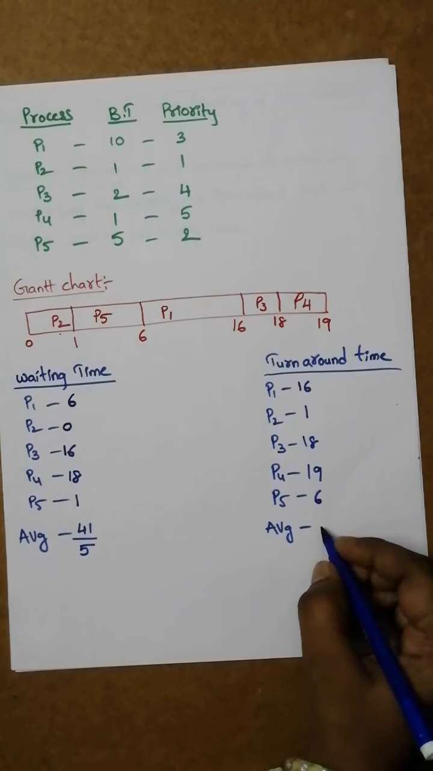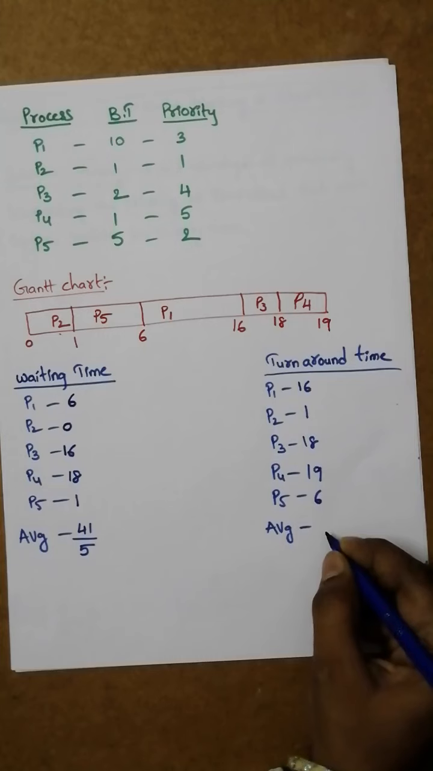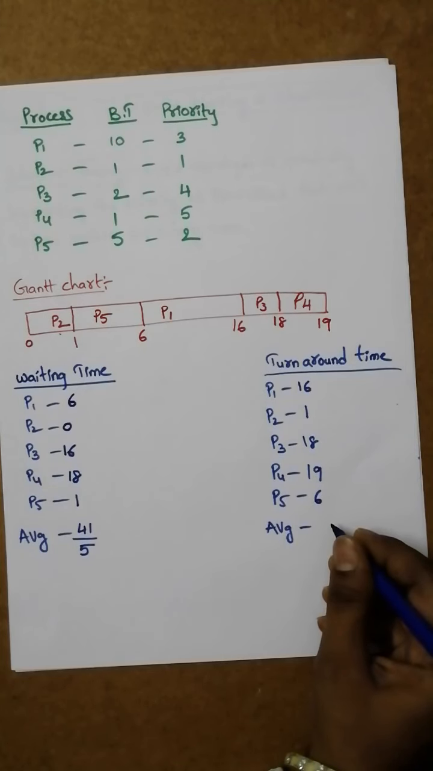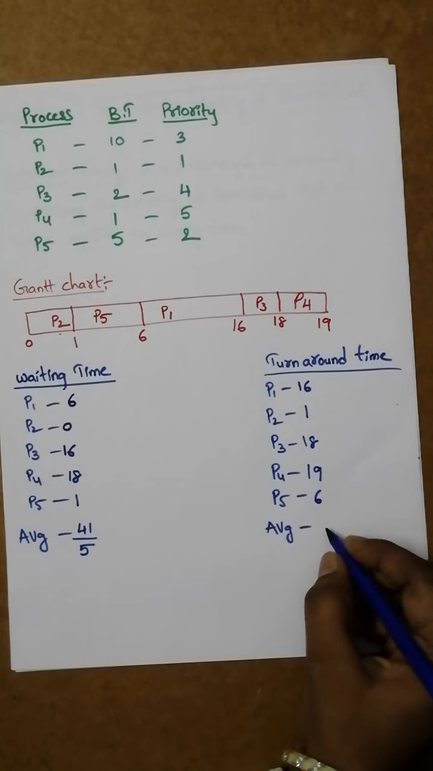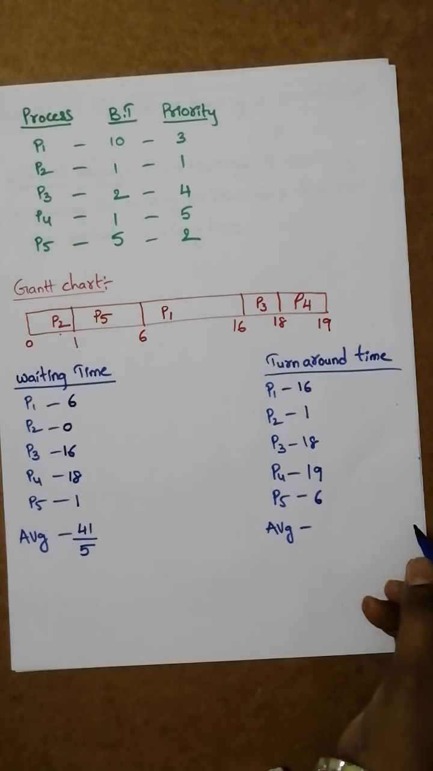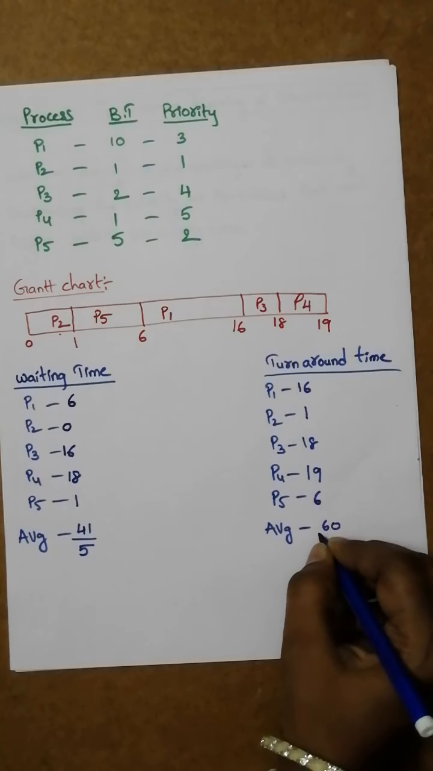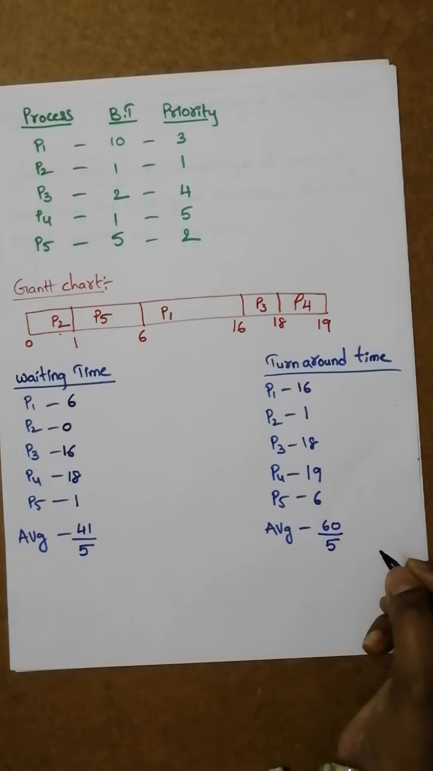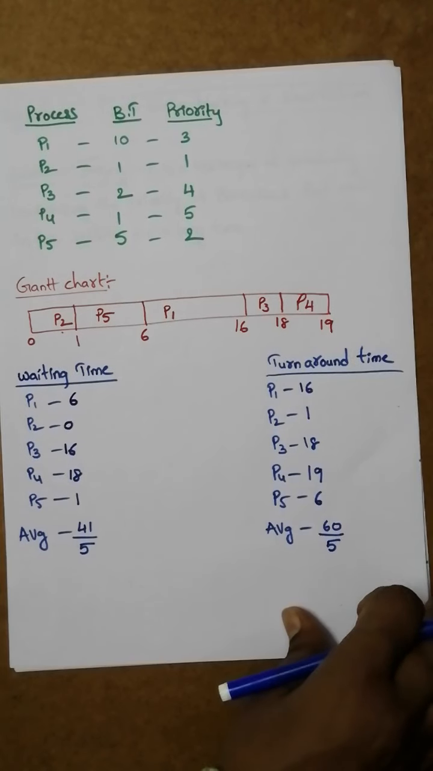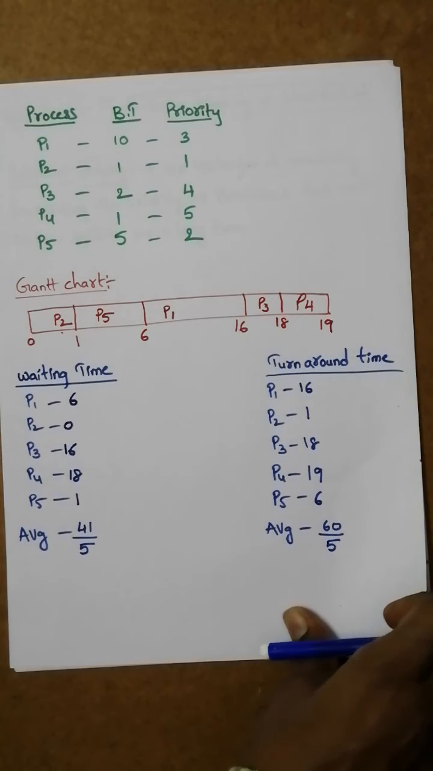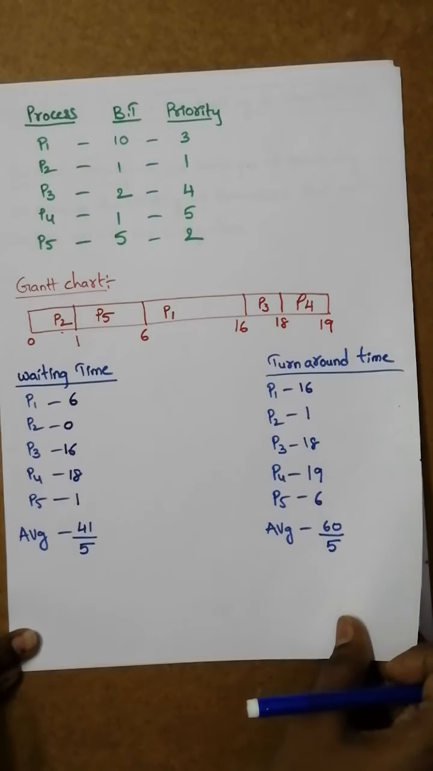Now add up all this and divide by 5, that is your average turnaround time. So 17, 35, 41, 41 plus 19, 60 by 5 is your average turnaround time. So this is your priority scheduling, which is non-preemptive. So if arrival time is there, we have to go for preemptive.